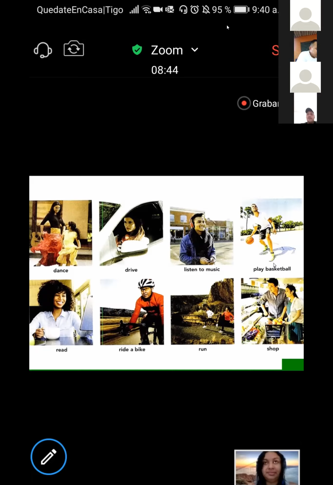Yes, very good. Para el trabajo significaría. In this case, to work. When you say I go to school, I go to the supermarket, I go to my house. So preposition to. Cuando es de movilizarse a un lugar, vamos a ocupar to. I go to the beach. Yo voy a la playa. Okay.